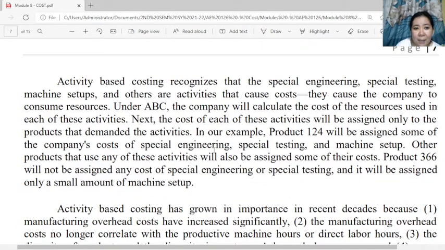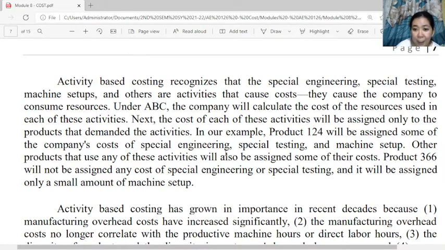Activity-based costing recognizes that special engineering, special testing, machine setups, and others are activities that cause the costs. They cause the company to consume resources. Under ABC, the company will calculate the cost of resources used in each of these activities, and then the cost of each of these activities will be assigned only to the products that demand these activities.